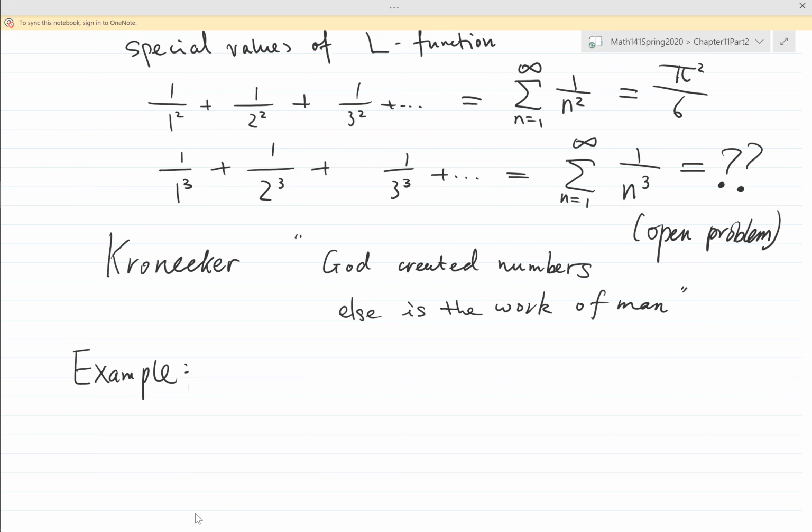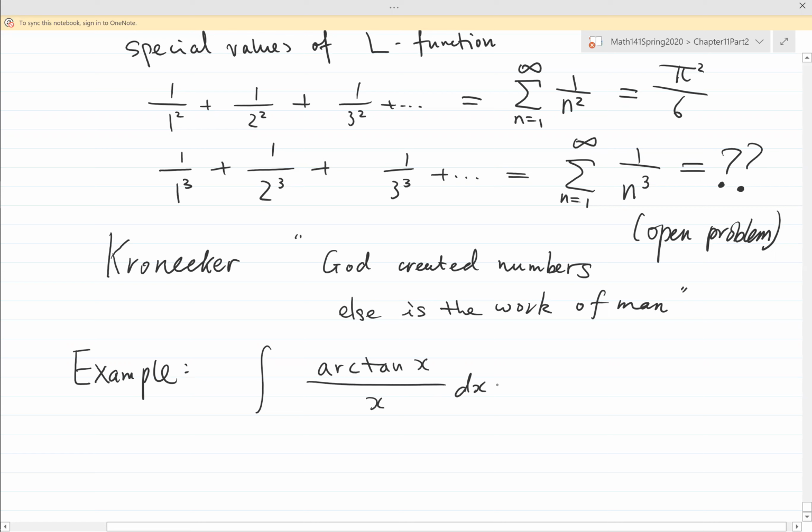Find an antiderivative of arctan x over x dx. Now this turns out to be really difficult if you try to use the old techniques that we learned in chapter 7, integration by parts and substitution. If we try to solve it, it's difficult. So here we will not do it. What we do here is use power series to find a reasonable antiderivative.